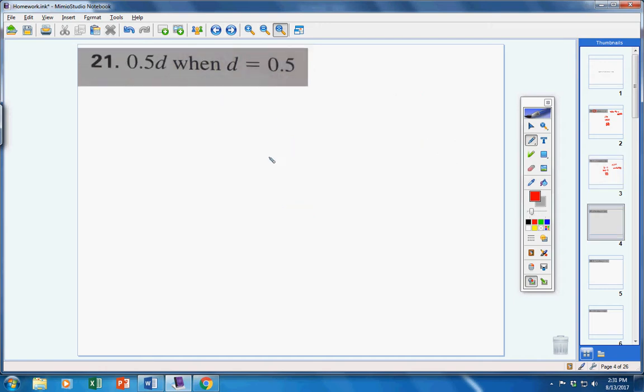Number 21. My algebra expression is 0.5d. Now the 0.5 is right next to the d. That means they're multiplying, so it's really a dot right here, 0.5 times d. So I'm going to put 0.5 and then a parentheses. And for d, I'm going to substitute 0.5. So I have 0.5 times 0.5. Now do you remember how to do that? 0.5 times 0.5 would be 5 times 5 is 25.